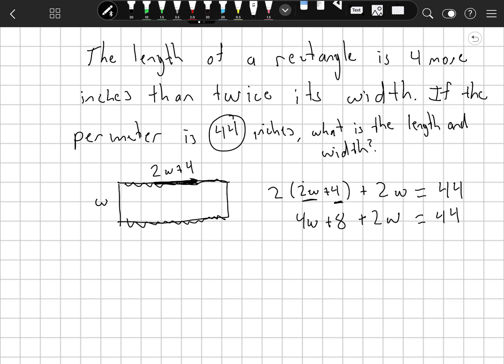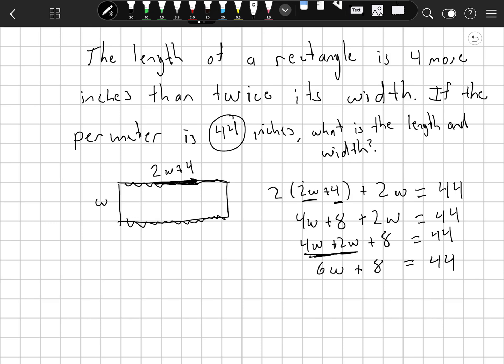Now let's get our w's together. I'm going to go 4w plus 2w plus 8 equals 44. We did the old switcheroo with 8 and 2w, and that's called the commutative property. It doesn't matter what order you add things in. And the reason I'm doing that is so that I can collect these like terms here, get them together. And now 4w plus 2w is 6w. I'm combining like terms there. Plus 8 equals 44.